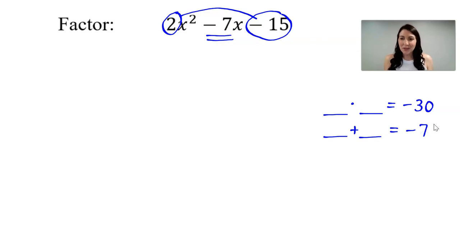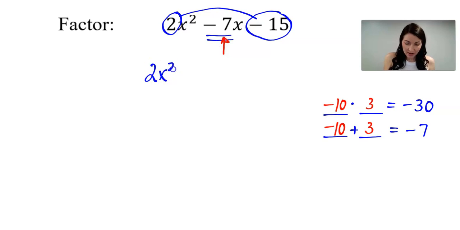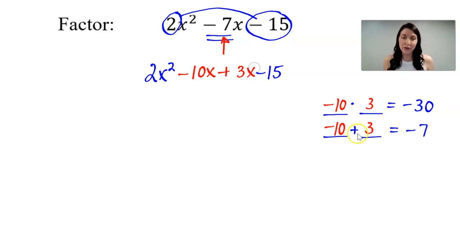It may take a while to figure out which two numbers multiply to negative 30 and add to negative 7, but I believe those two numbers are negative 10 times 3 is negative 30, and those same two numbers, negative 10 plus 3, is negative 7. I'm going to use those two numbers that I wrote over here in red to rewrite this middle term. So I keep the 2x squared and the minus 15, but instead of negative 7x, I'm going to write negative 10x plus 3x, and those came from over here on the right.